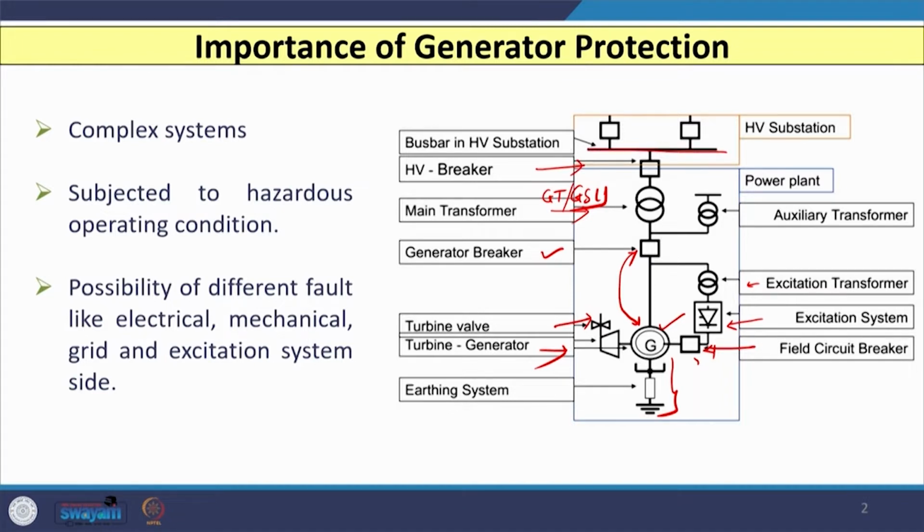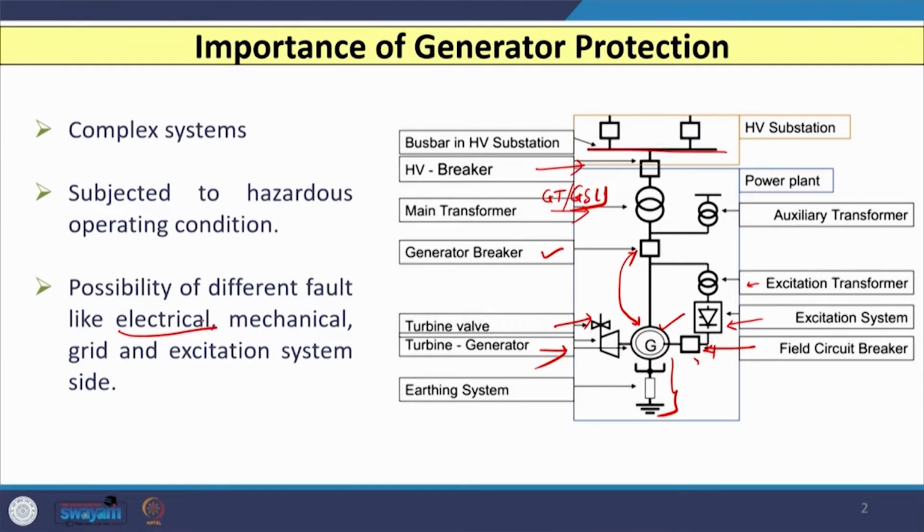Now, when we consider this generator, which contains stator, rotor, then excitation system and the turbine or prime mover system, then all these mechanisms or components are subjected to various abnormal conditions and faults. So, there are fair chances of internal faults inside the winding or core of the generator. There is a possibility of fault inside the stator, of turn to turn faults, and of faults inside the rotor. So, that is why electrical faults are very common in the generator.